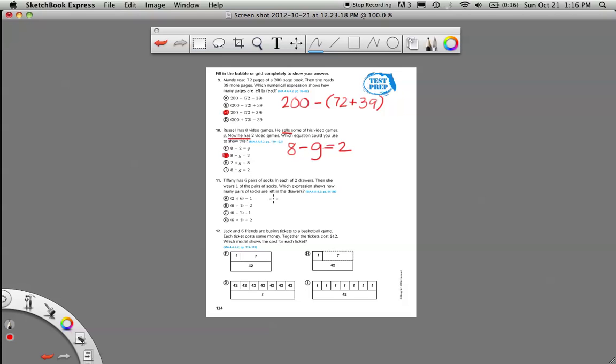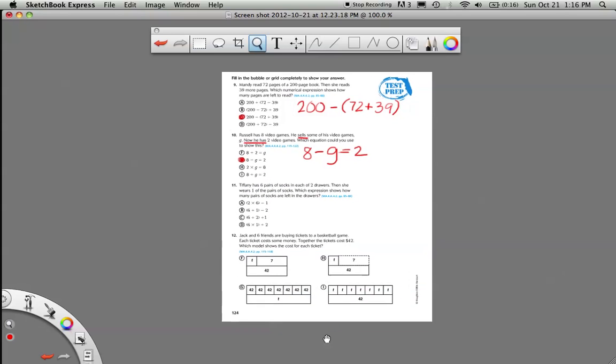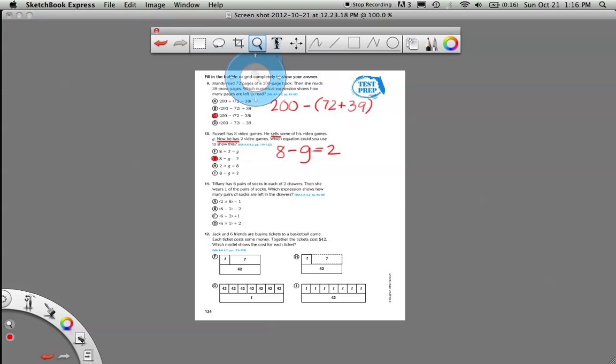Number 11. I'm going to make this a little bit bigger, see if we can see this a little bit bigger here, guys. It's not letting me. We'll just go on the way we were then.